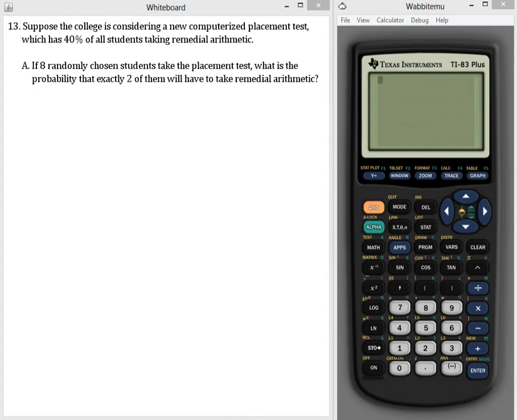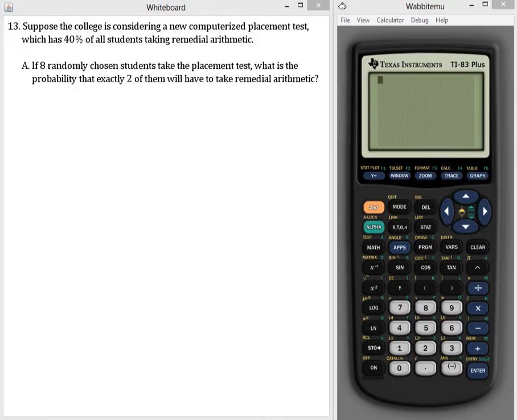Suppose the college is considering a new computerized placement test, which has 40% of all students taking remedial arithmetic. A. If 8 randomly chosen students take the placement test, what is the probability that exactly 2 of them will have to take remedial arithmetic?